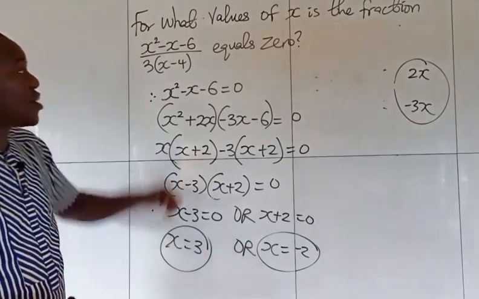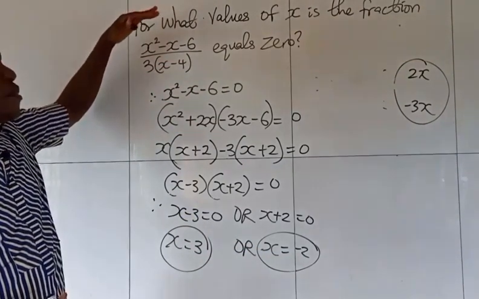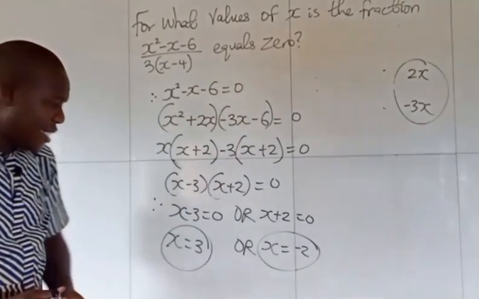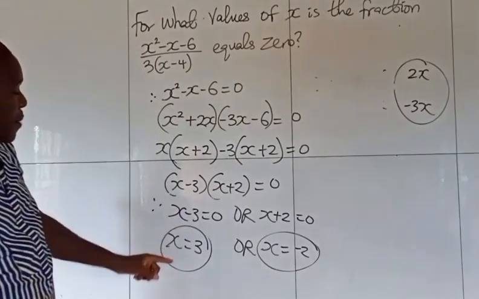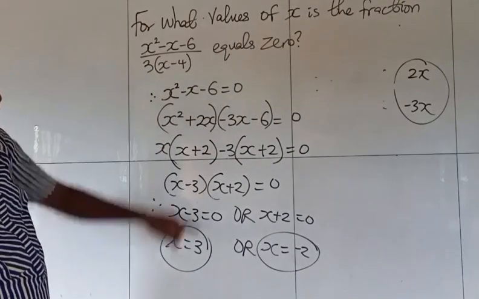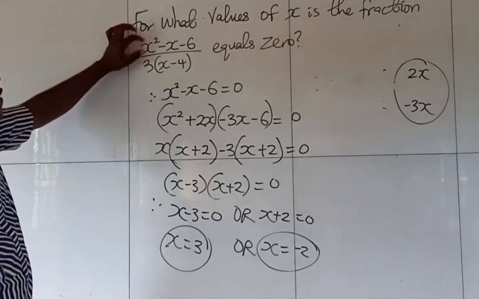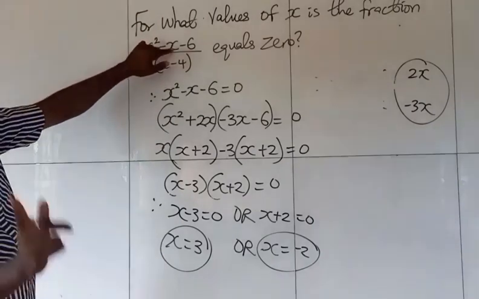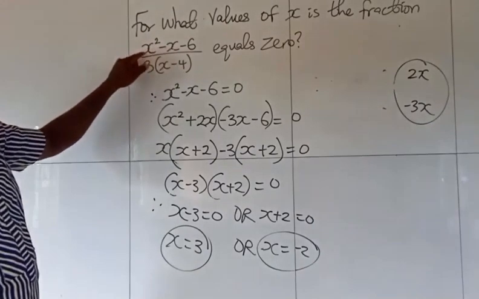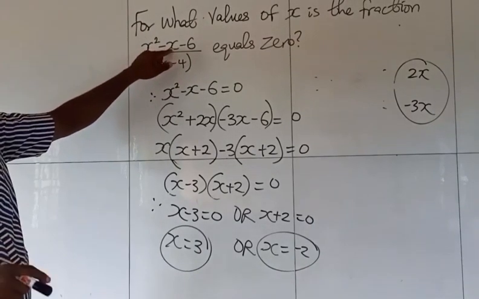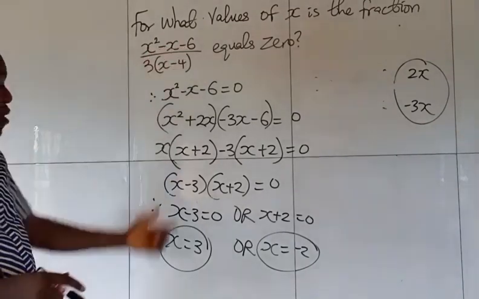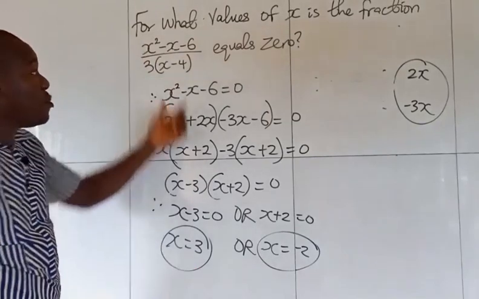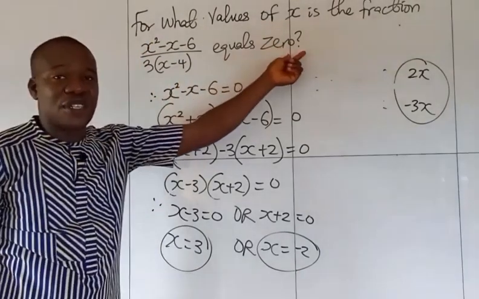Because when that happens, the numerator becomes 0. And when the numerator becomes 0, the entire fraction becomes what? 0. We can always check whether we are right or wrong. So we can replace x with 3. When you do that, you have 3 squared. And 3 squared is 9. So 9 minus 3, remember we are replacing x with 3. So 9 minus 3 is 6. And 6 minus 6 is 0. So when we replace x with 3, this numerator becomes 0. And when the numerator becomes 0, the entire fraction becomes 0.